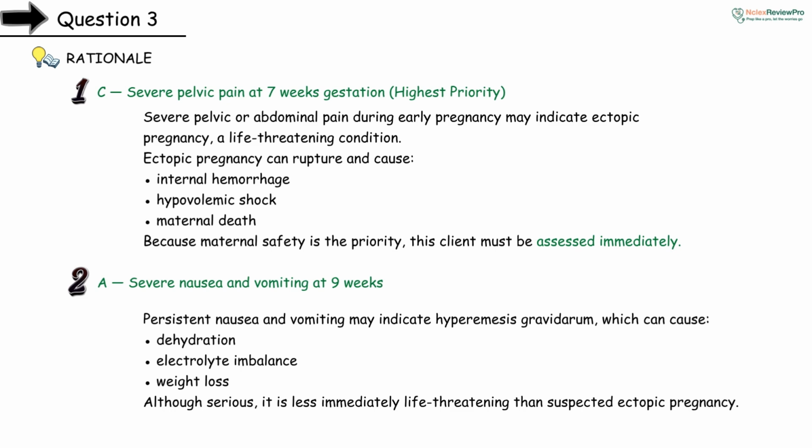Next, we should attend to option A. This client is 9 weeks pregnant with severe nausea and vomiting. This could indicate hyperemesis gravidarum. Now, this is serious. It can lead to dehydration, electrolyte imbalance, and weight loss. But it is not as immediately life-threatening as a possible ruptured ectopic pregnancy, so this comes second.